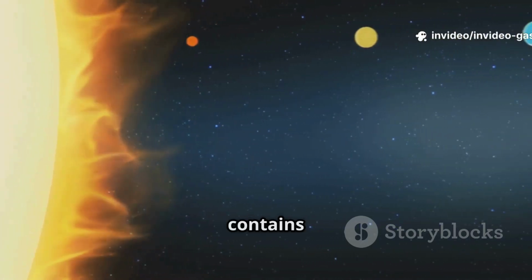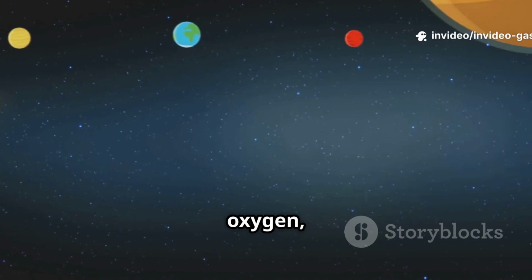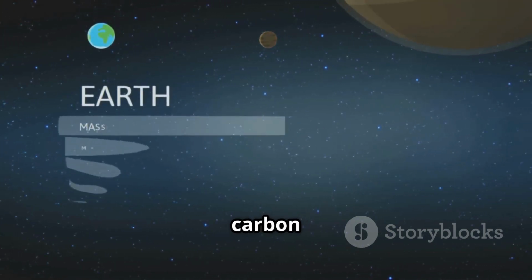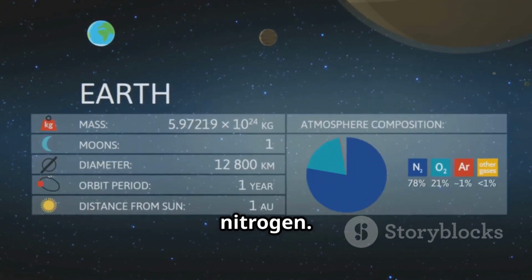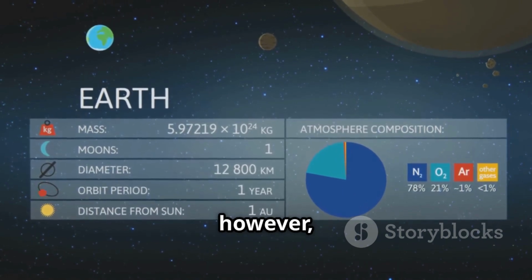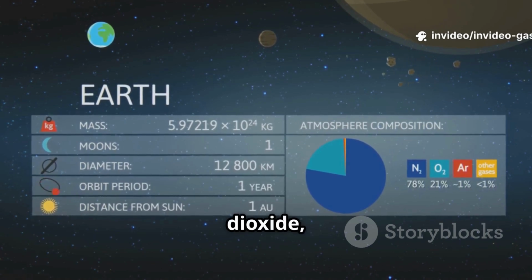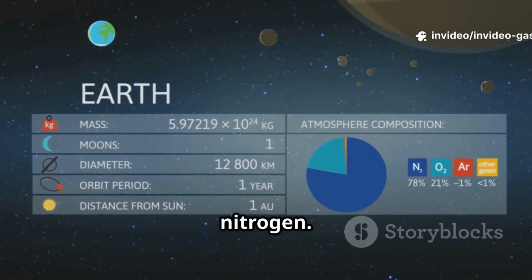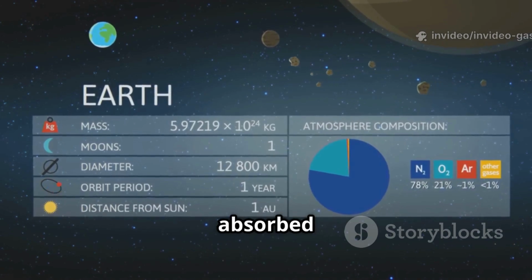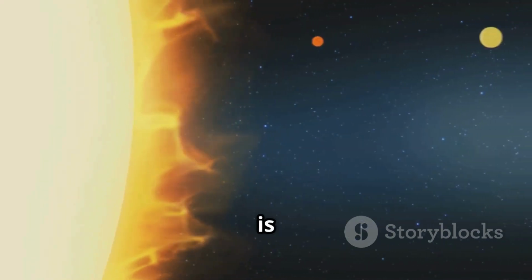Air we breathe in contains about 21% oxygen, 0.03% carbon dioxide, and 78% nitrogen. Exhaled air, however, has 16% oxygen, 4% carbon dioxide, and 78% nitrogen. This shows how much oxygen is absorbed and how much carbon dioxide is expelled.